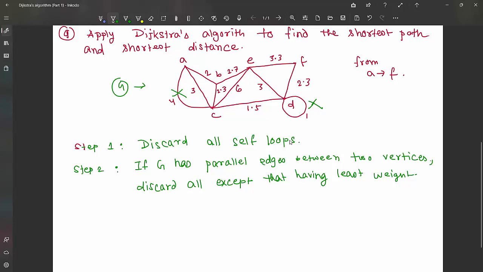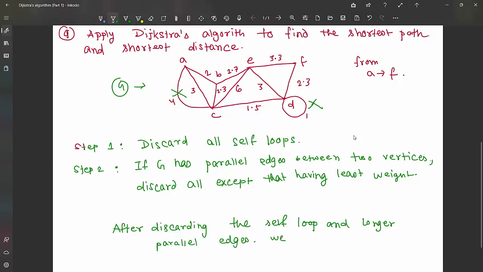And after doing these two steps, we will again draw this graph to start the Dijkstra algorithm. So after discarding the self loop and the longer parallel edges, we now get the actual graph in this way. So now we draw the graph again, and this is the graph. Now we will draw the graph in a broad way, because we have to do some computations in the graph, and we have to make some table.